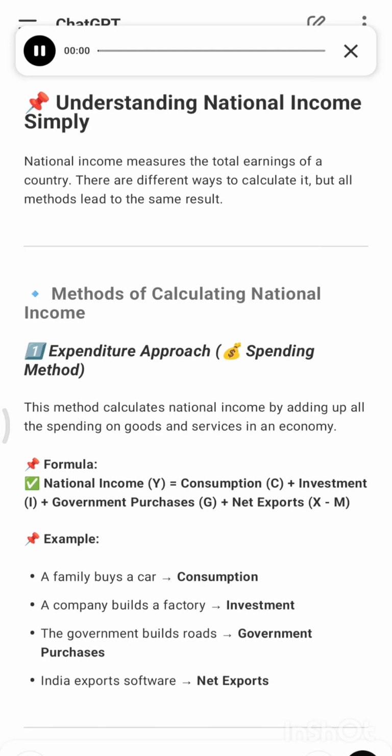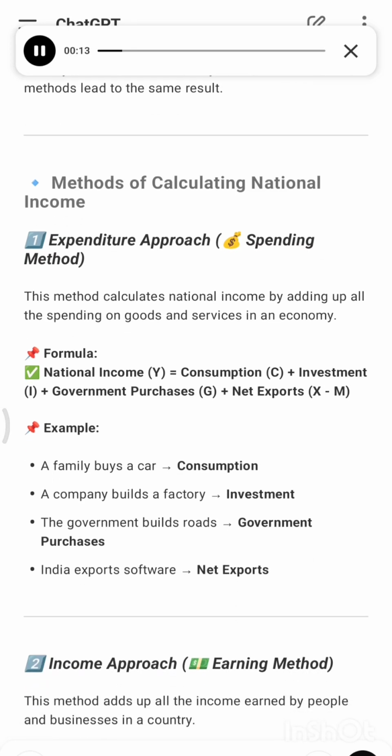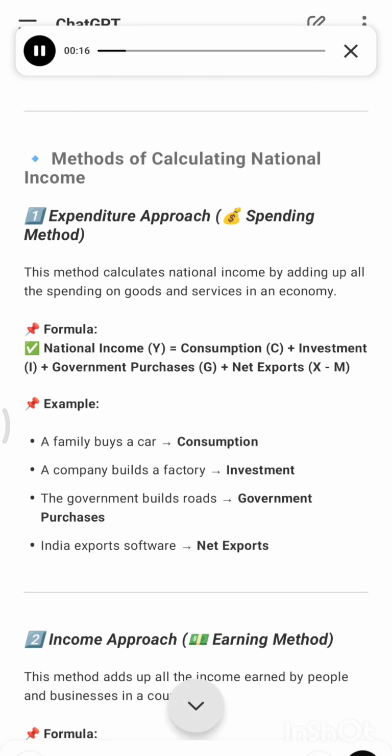Understanding national income simply. National income measures the total earnings of a country. There are different ways to calculate it, but all methods lead to the same result. Methods of calculating national income. 1. Expenditure approach, the spending method.